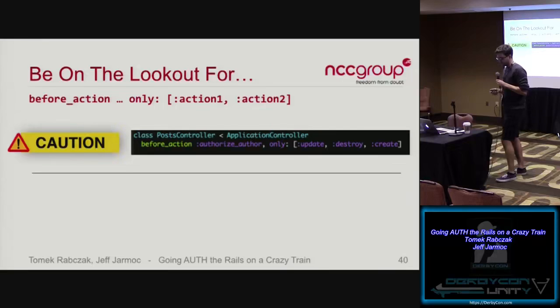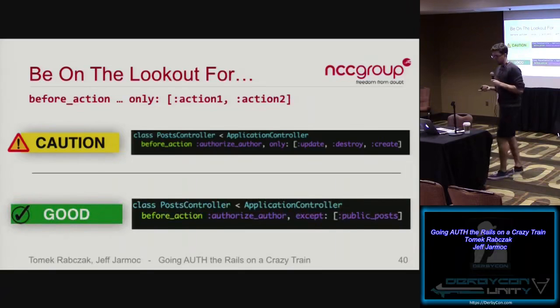So be on the lookout for whitelisted actions. Here we're saying authorize author for only the update, destroy, and create actions in the post controller. So you might think about the scenario where a developer comes in, adds a new controller action, and they don't add that new controller action to this list. That's where you might find an authorization bypass.